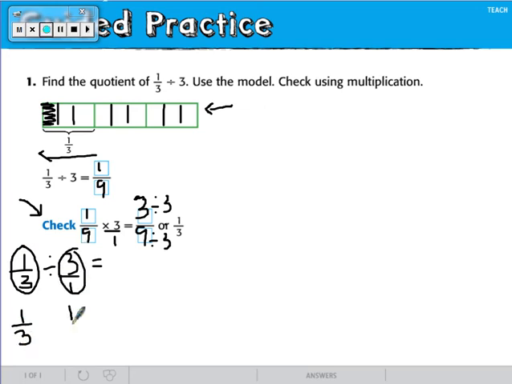Flip it. What's it called when I flip it? Inverse. What do I do with my division problem? Turn it into a multiplication problem. Then I solve it, right? 1 times 1 is? 1. 3 times 3 is? 9. There's my answer. I'm not asking you to do a whole lot as far as what we're adding to it, but I am asking you to do it.